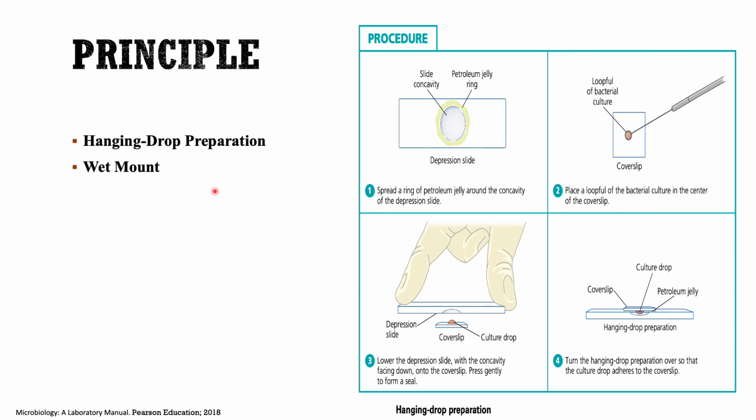This is so simple. You just have to add your sample, a liquid sample with the bacterial culture, on a specific slide. That slide is called a depression slide, and you have to see it under the microscope. That's it. Or you can use a normal glass slide, put your sample on it, cover it with the cover slip, and then examine it under the microscope.